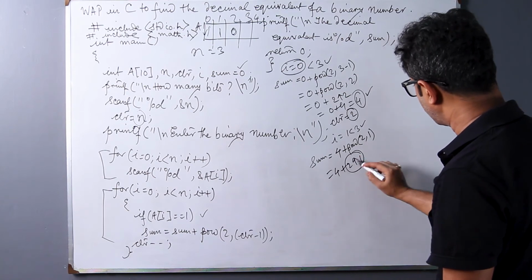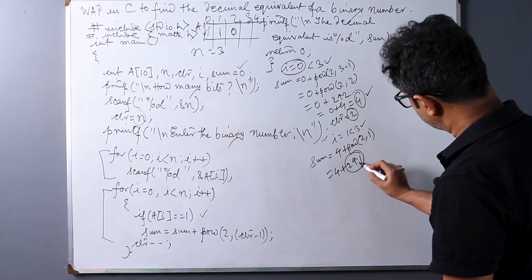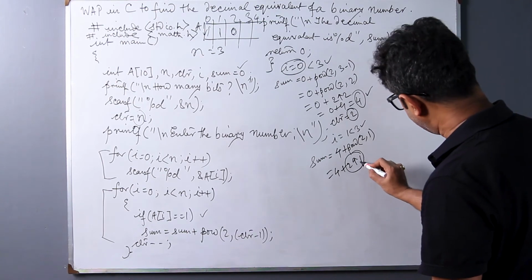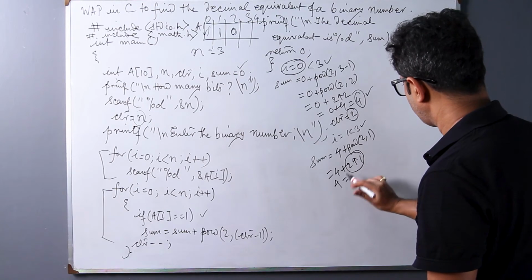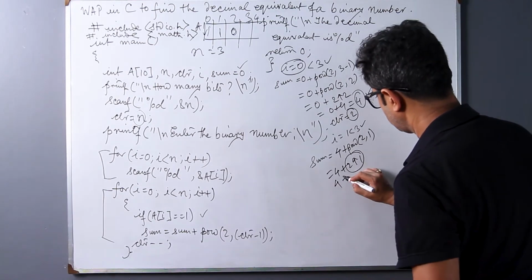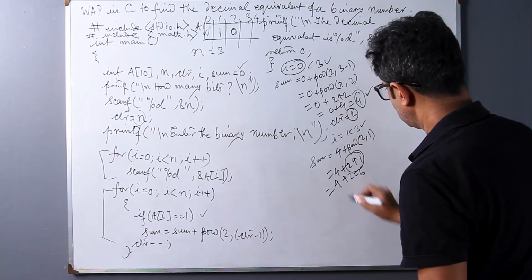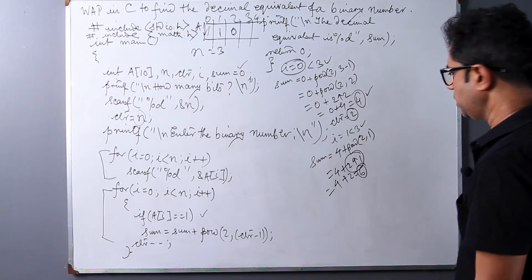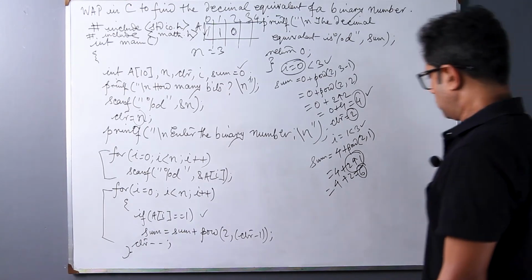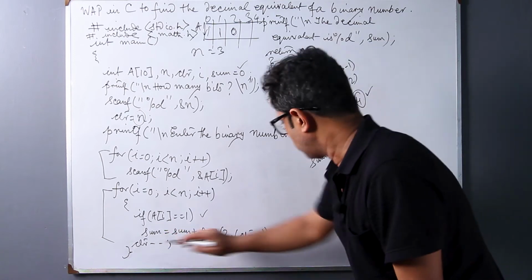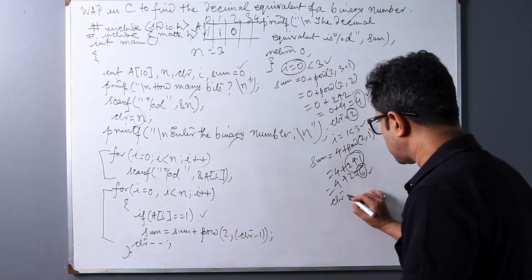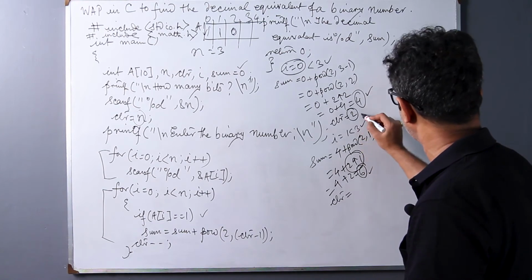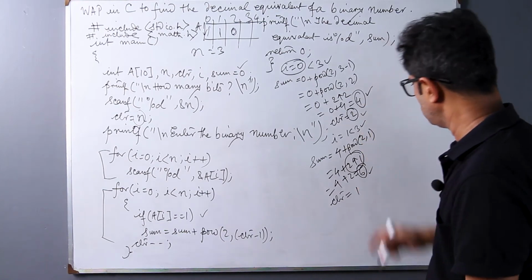So this gets evaluated first. 2 to the power 1 is definitely 2, and this 4 plus 2 gives you 6. So 6 is now the sum. Now the updated value of sum is 6. Now counter is again decremented by unity, CTR minus minus means CTR is now 1 from 2.